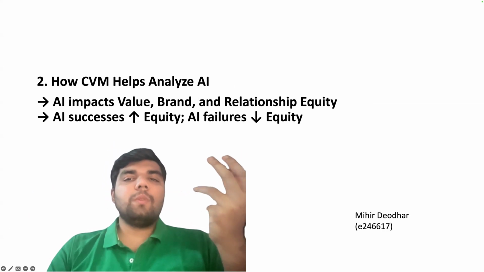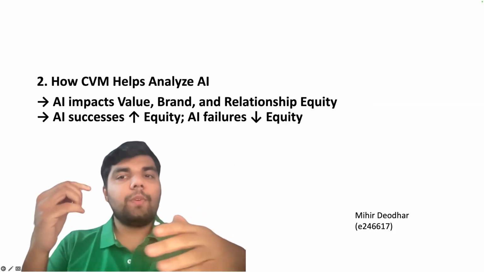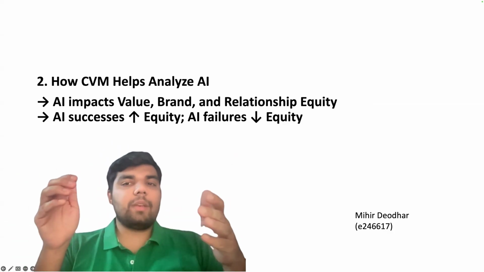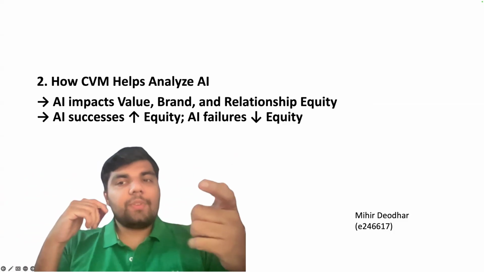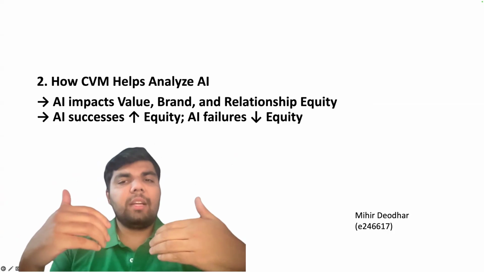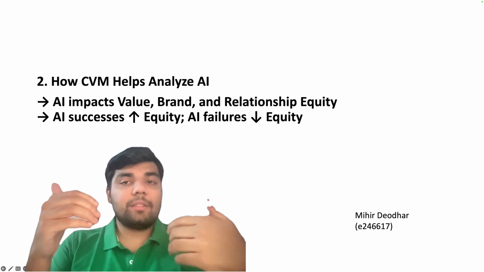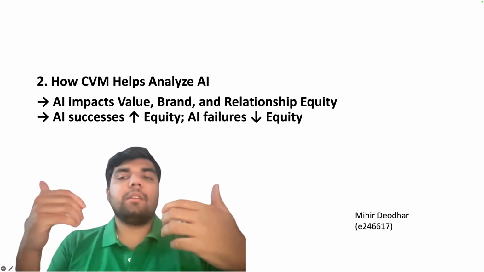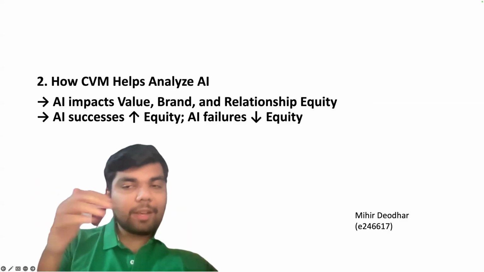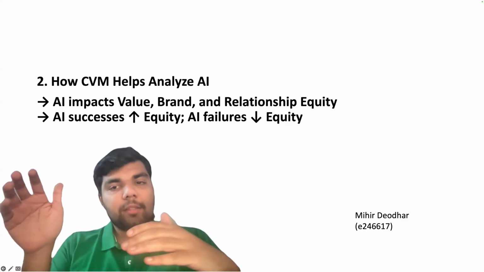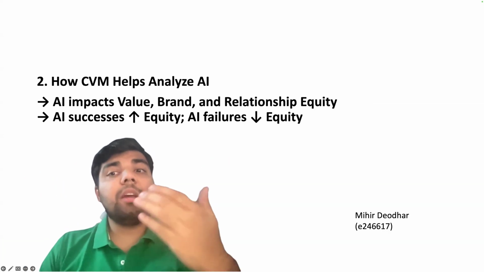This theoretical lens is extremely useful when evaluating AI deployments. When AI enhances convenience, accuracy, or personalization, it increases your value equity. When it strengthens emotional brand meaning, it boosts your brand equity. Whereas when AI builds trust, responsiveness, and a sense of care, it increases relationship equity. What we see in the case is that successful AI examples improve one or more of these three equities, while failures sharply undermine them.